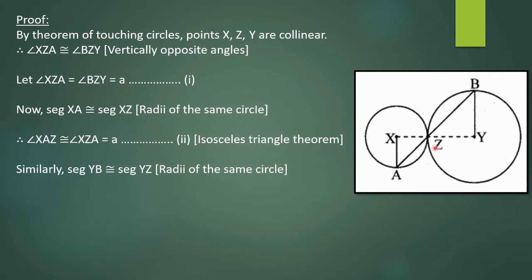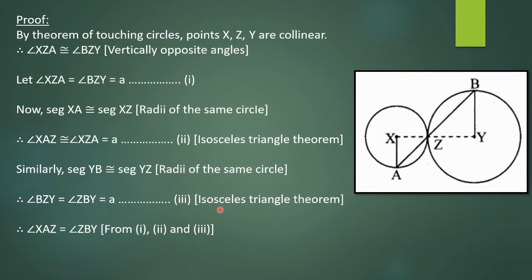Similarly, for the bigger circle, segment YB will be congruent to segment YZ as the radii of the same circle, and angle BZY will be equal to angle ZBY. We can say by the same theorem that angles opposite to congruent sides will be congruent, or simply by the isosceles triangle theorem. And since we know that angle BZY is A from equation 1, angle ZBY will also be A. We'll call this equation 3.